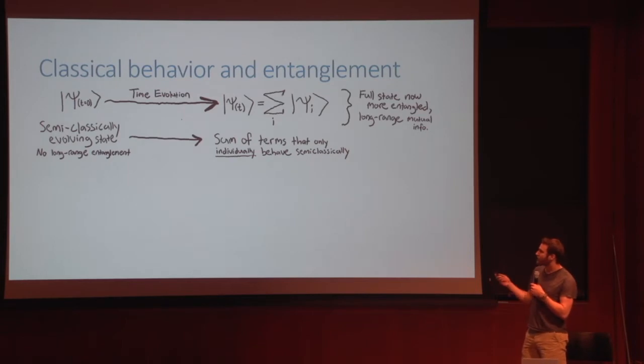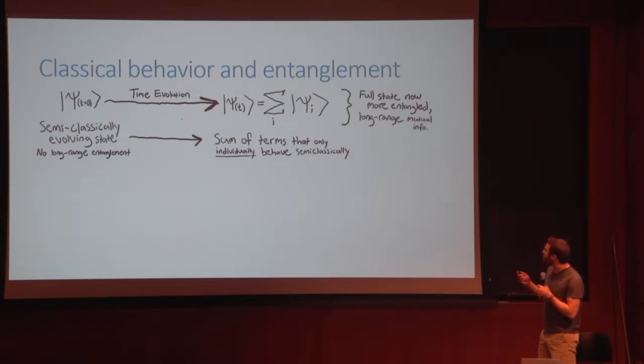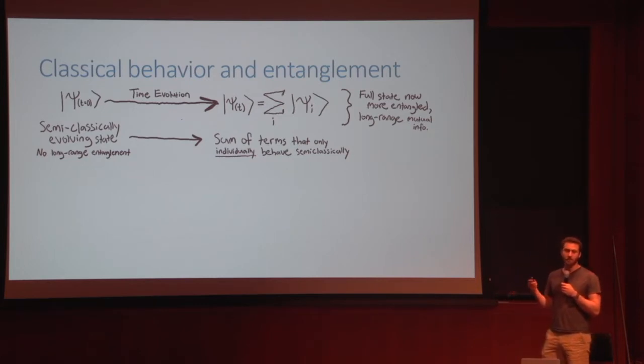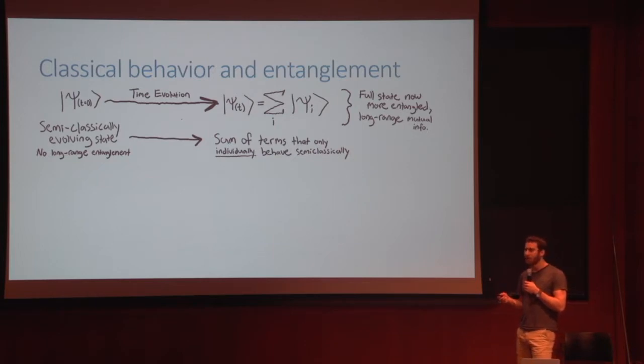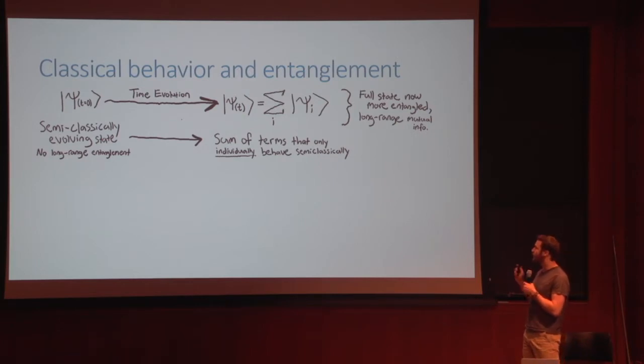If you start off with some state that's evolving semi-classically, then it'll evolve in time for a while, but eventually it'll develop a lot more long-range entanglement. And in some sense, it won't look like a semi-classical state anymore. But in fact, for a lot of systems, it'll still be able to be canonically decomposed into a sum of relatively few states, each of which is individually behaving semi-classically.